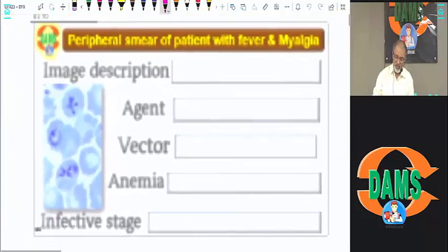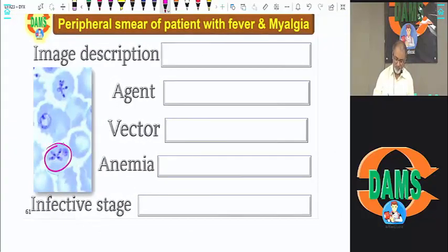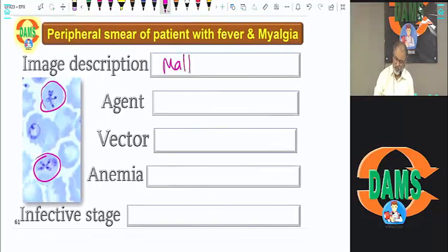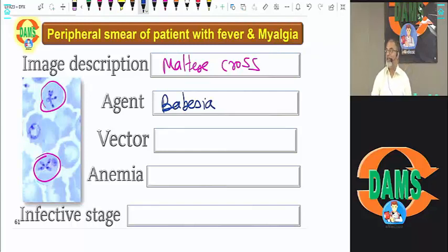After seeing the picture, what comes to your mind? Excellent. People answered. This is called Maltese cross appearance. If you know it is Maltese cross appearance inside the RBC, which agent causes Maltese cross? Babesia microti. What is the vector for Babesia? Tick. Babesia looks like malaria. Vector is tick.